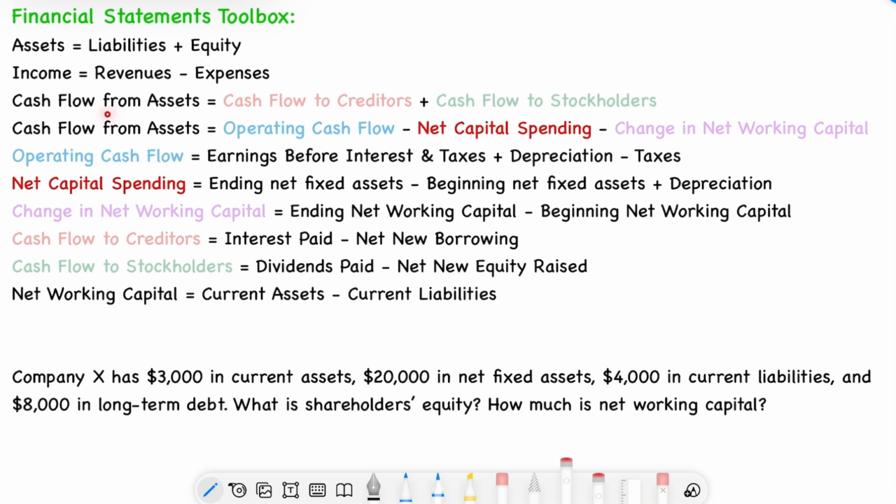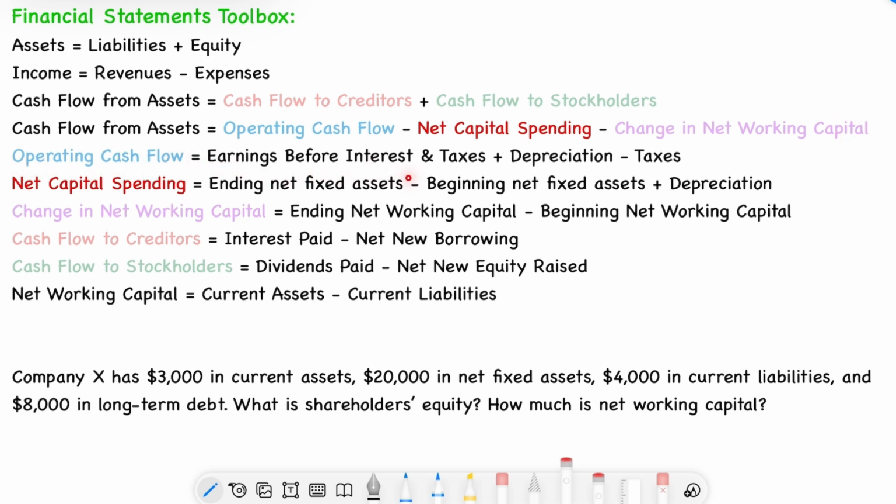We have another equation that can give us cash flow from assets. That's our operating cash flow, so the money that we make from our regular operations, minus net capital spending, this is what we invest in a year, and minus the change in net working capital, so the difference in net working capital over the course of a year. So we start the year with a certain amount of money in net working capital, and we end the year with a different amount of money in net working capital. The difference between those two is our change in net working capital.